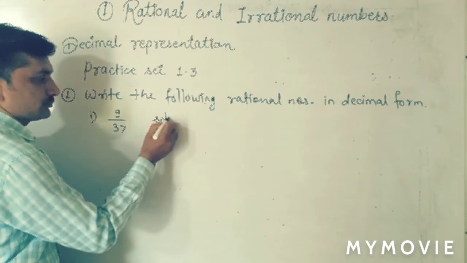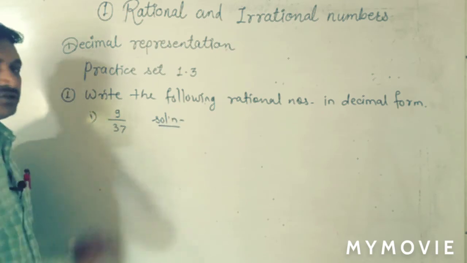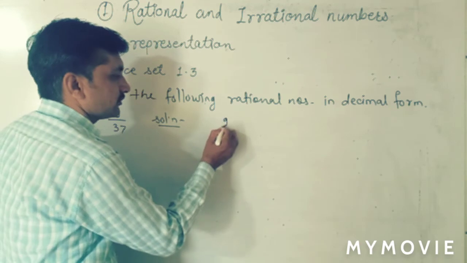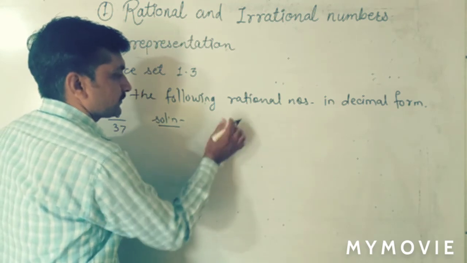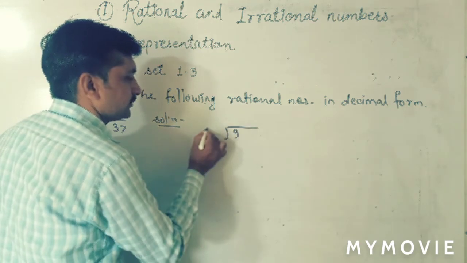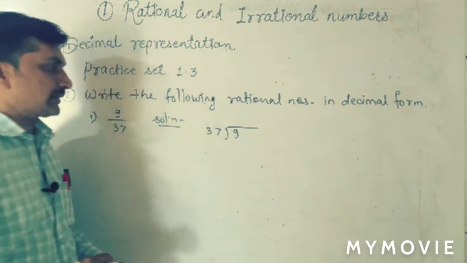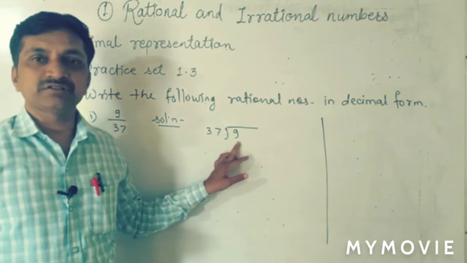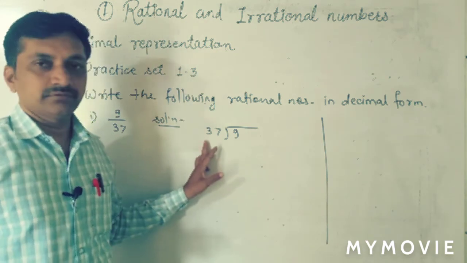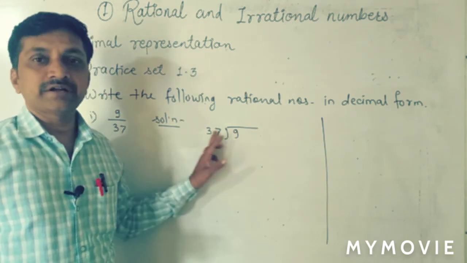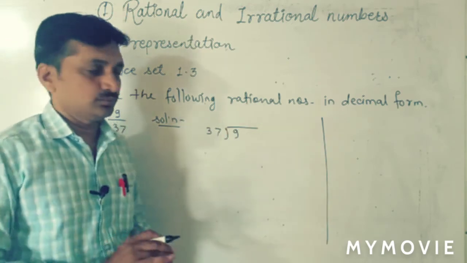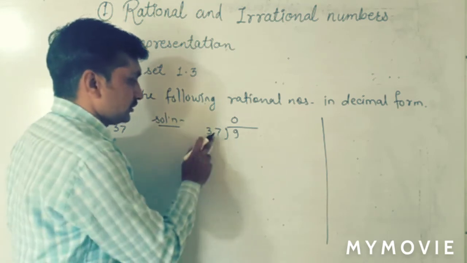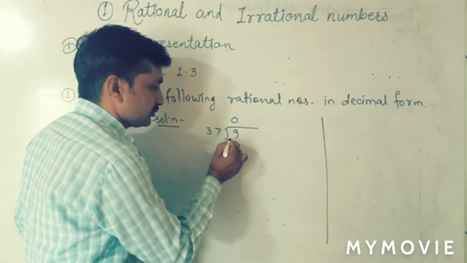Here I start the solution. What is the dividend here? The dividend is 9 and the divisor is 37. Therefore, here 9 divided by 37. Now the dividend is smaller than the divisor. When the dividend is smaller than the divisor, first we divide by 0. That's why here we divide by 0 first. 37 into 0, 0.